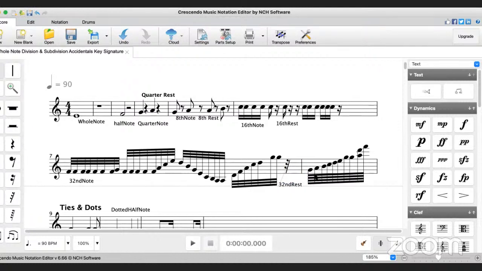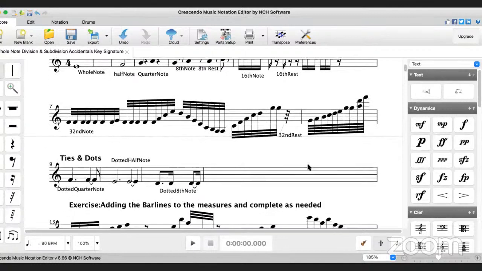1, 2, 3, 4. So when you have those lines here, they refer to the flags. Just one line connecting more than two notes is two eighth notes. Two lines is the 16th note. Three lines is the 32nd notes. Four lines is the 64th notes.